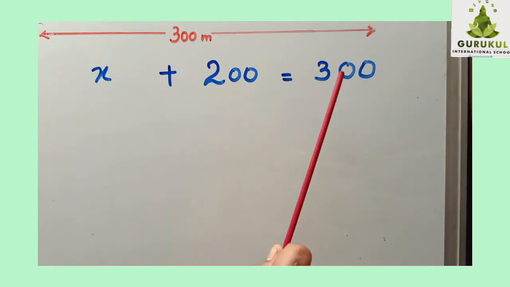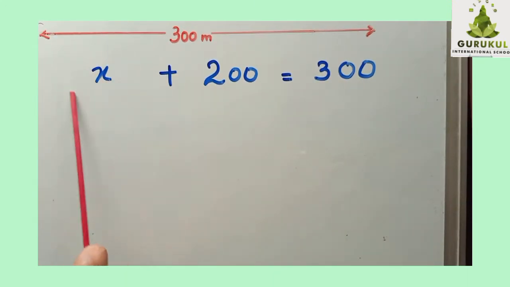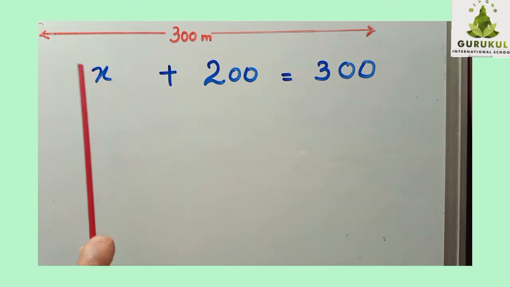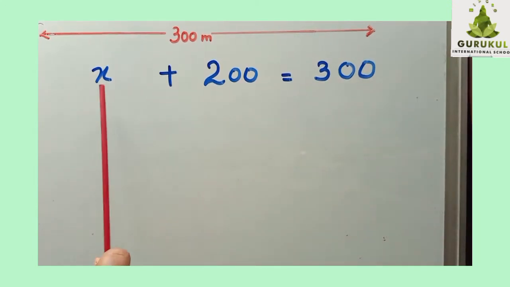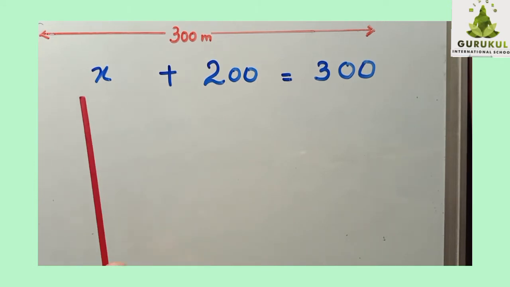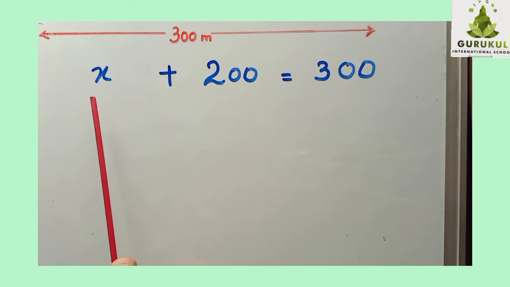Some number plus 200 is 300. Now from this you can directly conclude it is 100. 100 plus 200 is 300. Is that clear? But in complicated sums, you should form the equation and then it is easy to solve. This I took as a simple example. Is that clear to you? Now such a letter is called a variable.